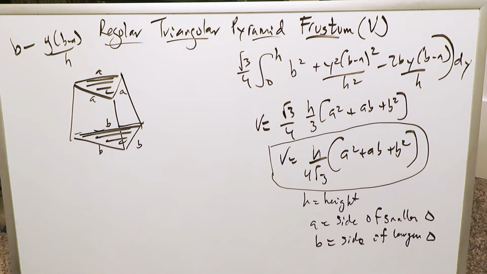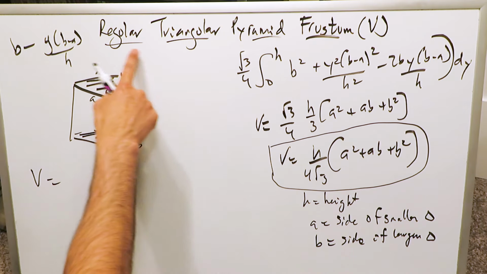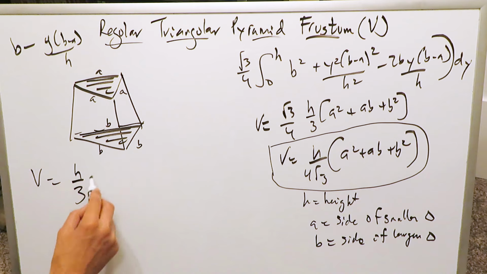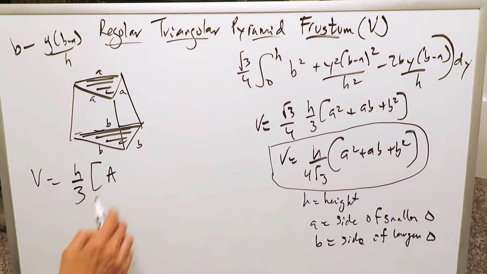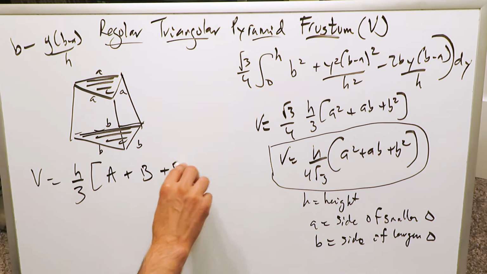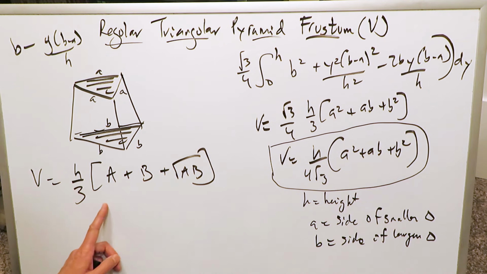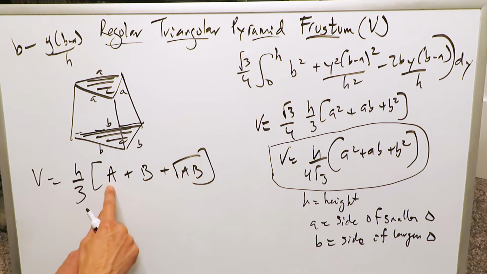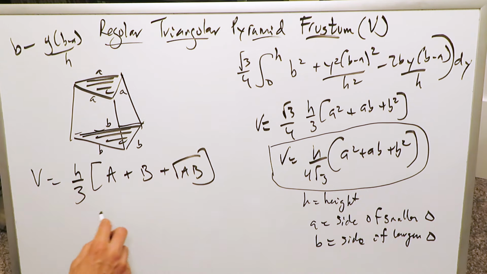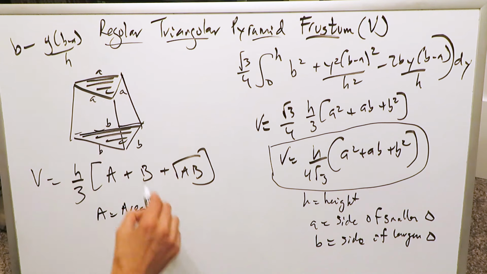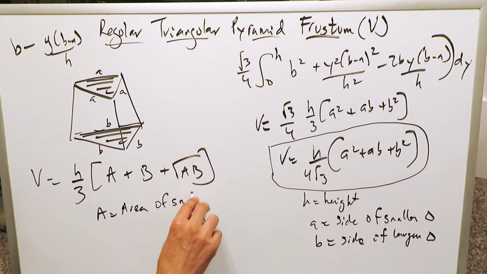The other formula which you will commonly see in textbooks for the same solid is h over 3 times a plus b plus root ab. Now look at the differences over here. This is where the reconciliation is needed. Here we don't have lowercase, we have capital. Here a represents the area of this small triangle.